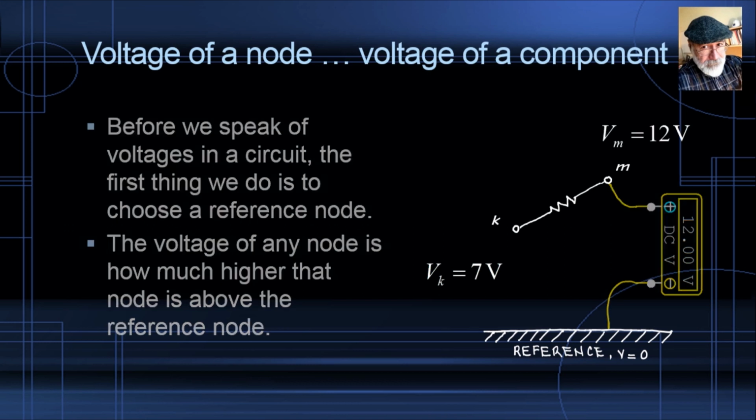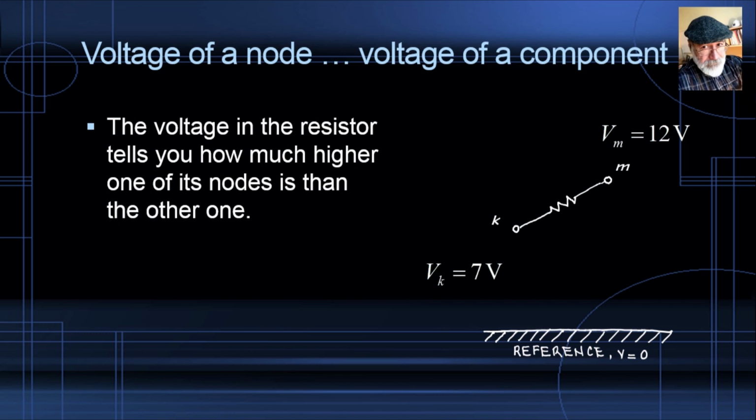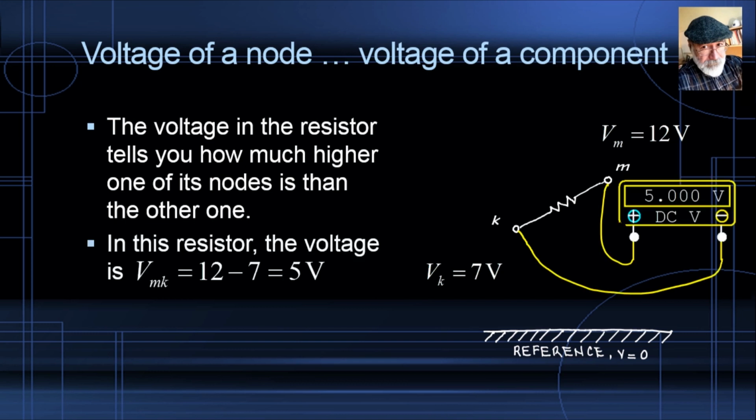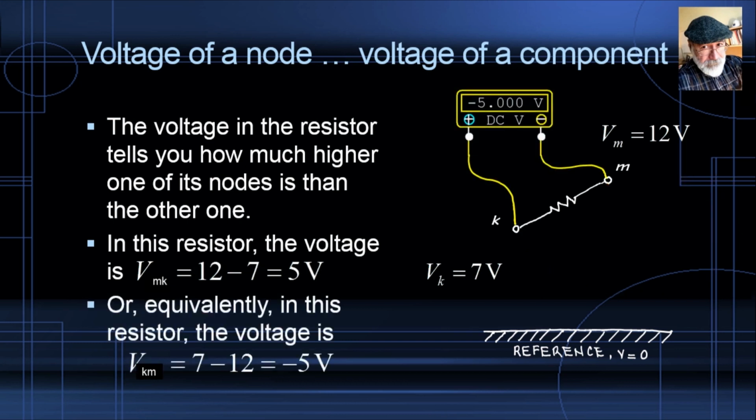The voltage in the resistor proper tells us how much higher one node is than the other one. In this case, how much higher M is than K? 12 minus 7, that is 5, right? Absolutely. VMK, 12 minus 7, is 5 volts. Or we could have said, which is completely equivalent, how much higher is K than M? 7 minus 12, that is negative 5 volts. K is higher than M by negative 5 volts, which is equivalent to what I said before, and correct at the same time.